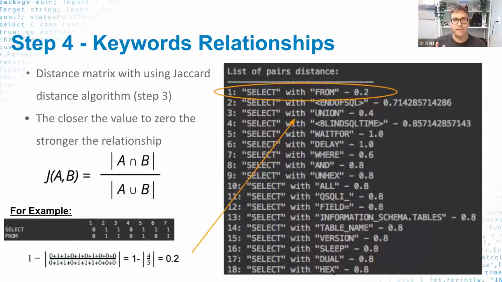Now, what we can see here, now that we have a numeric value between 0 to 1 representing the similarity or the strength between 2 keywords, the closer that value is to 0, that means they are much stronger. They are much more similar in that context, right? So that's what we see here. That's an example for that.